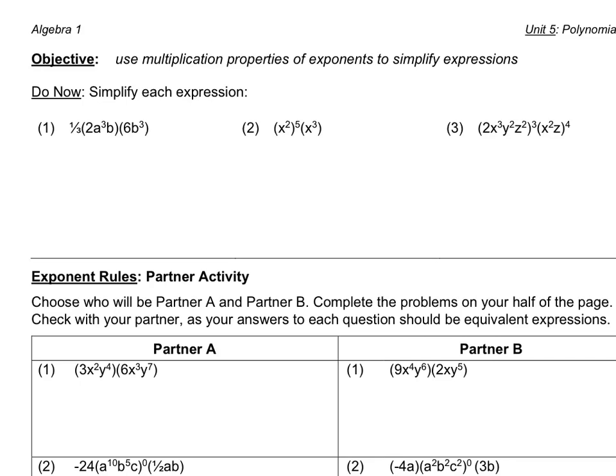All right, folks, let's crank this out real quick, and then I'll get you going on the activity. I'll explain the rules of engagement there.